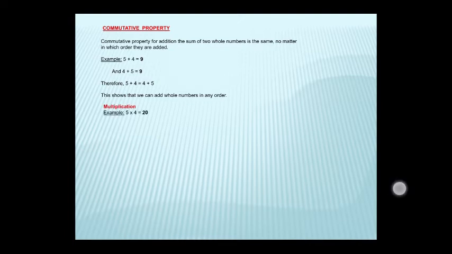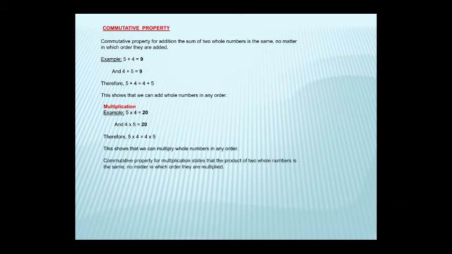Multiplication. If you see multiplication, 5 multiplied by 4, 5 fours are 20, and 4 multiplied by 5, you will get 20 only. Therefore 5 multiplied by 4 equals 4 multiplied by 5 equals 20. So this shows that we can multiply whole numbers in any order. The commutative property for multiplication says that the product of two whole numbers is the same no matter in which order they are multiplied. If you change the order, the product remains the same. Then the commutative property holds good.